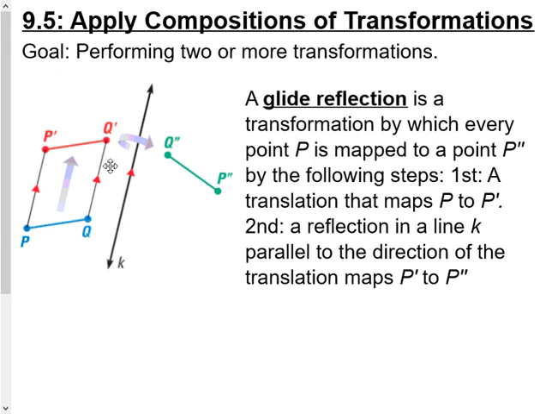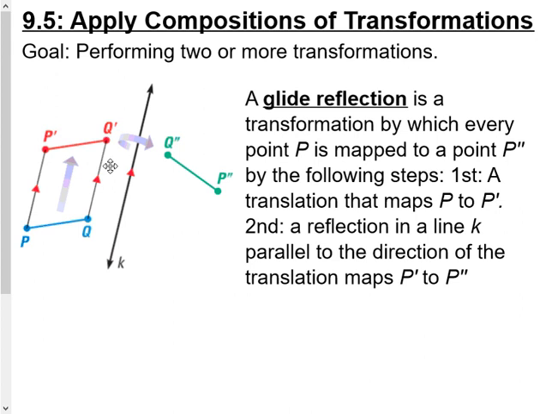Today's lesson, applying composition of transformation. Composition of transformation is basically doing more than one transformation. Maybe we're going to do a translation to move something right 4, up 5, and then we would reflect it over the y-axis. I'm doing a combination of different transformations.